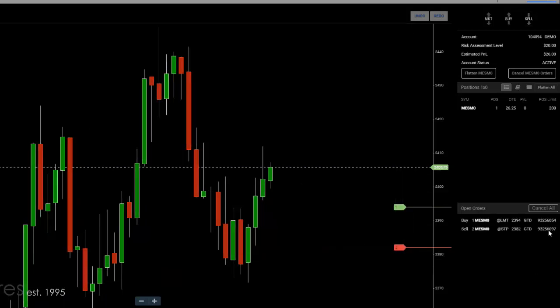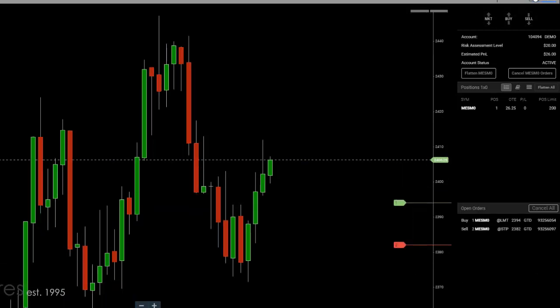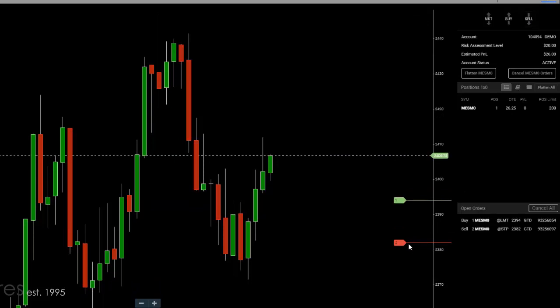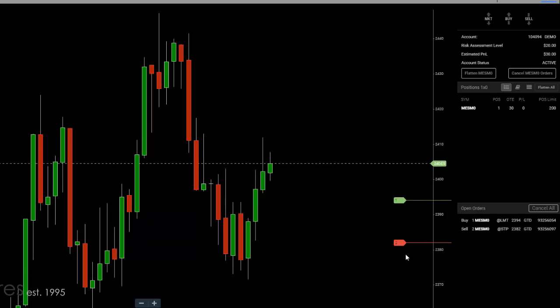And now I have a red stop loss order at the market for two contracts. Well, why two? If the market moves down here and we get filled on our second target at 2394, then we'll be long two, and we'll need to have a two contract stop.